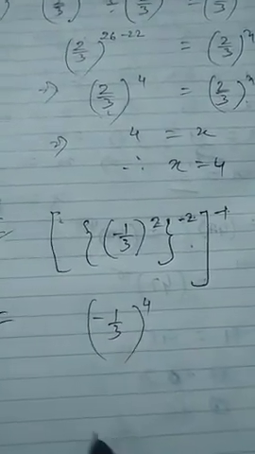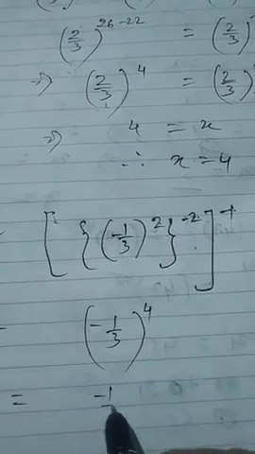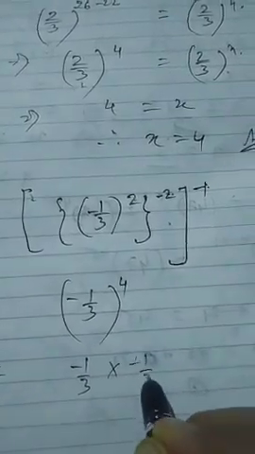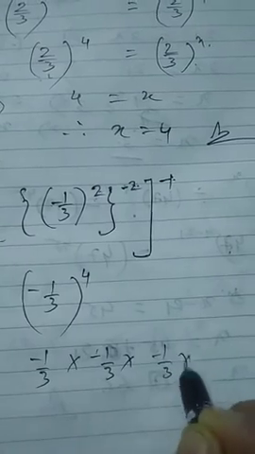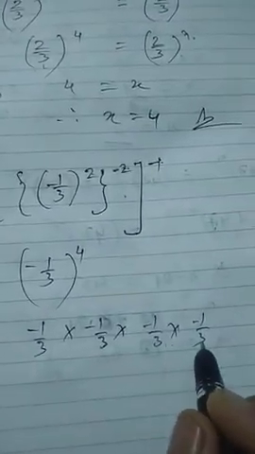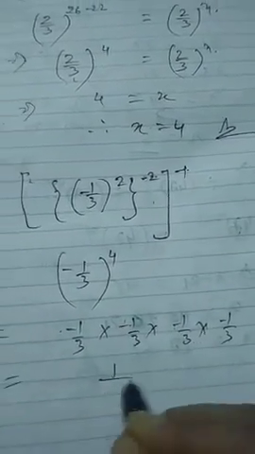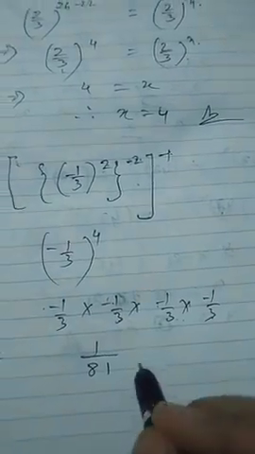Can we write it like this? Now minus 1 by 3 to the power 4. So minus 1 by 3 into minus 1 by 3 into minus 1 by 3 into minus 1 by 3, 4 times. 3 3s are 9, 9 3s are 27, 27 3s are 81. Minus minus plus, minus minus plus. So the answer will be plus 1 by 81. Okay.